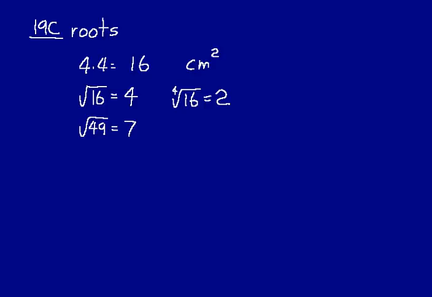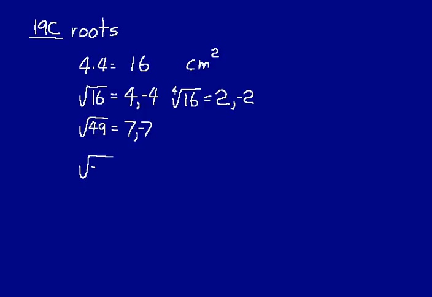Now it's interesting to note that negative 2, that would also be a fourth root of 16, because negative 2 times negative 2 times negative 2 times negative 2, that also equals a positive 16. So we could have 2 answers there, 2 and negative 2. And the same way we could have 4 and negative 4 over here, 7 and negative 7 here. For right now, though, we will just be concerned with the positive root for these types of problems.